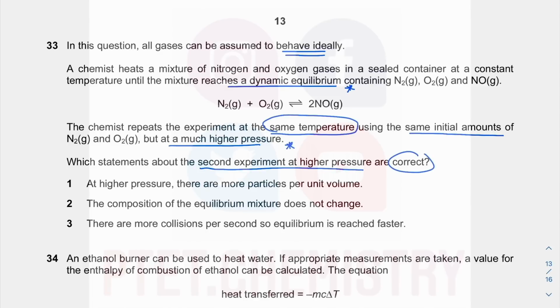So first of all, pressure can affect equilibrium position, but only if you count that there is a difference in the number of gaseous molecules on the left and on the right. Here you have 1 mole of N2, here 1 mole of O2. So you have 2 moles of gases on the left hand side. Here you have 2 moles of NO on the right hand side. Also 2 moles of gas on the right hand side. In a theory paper, you will say there are equal number of moles of gases on the left and on the right.